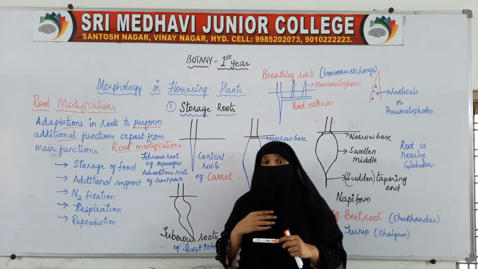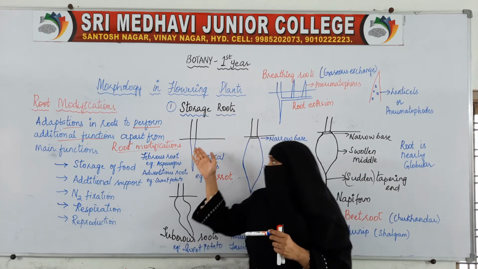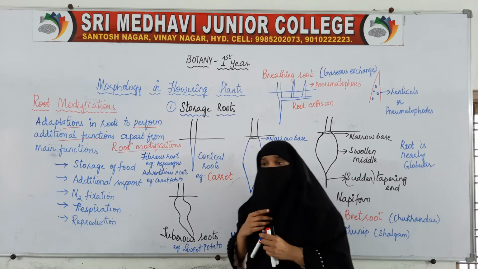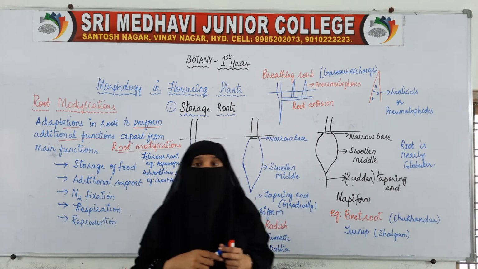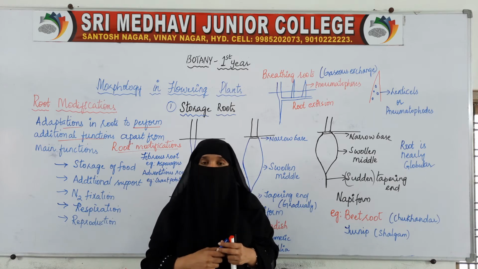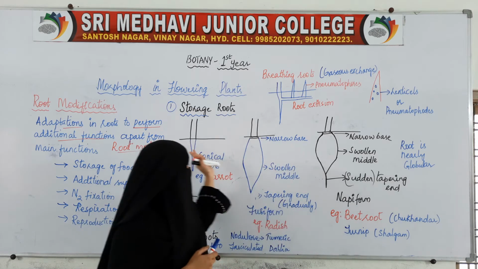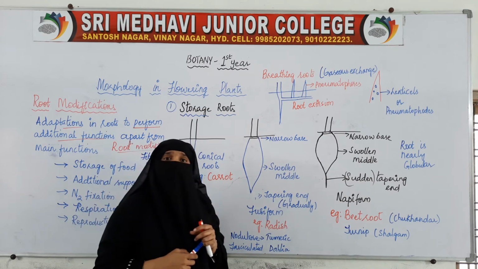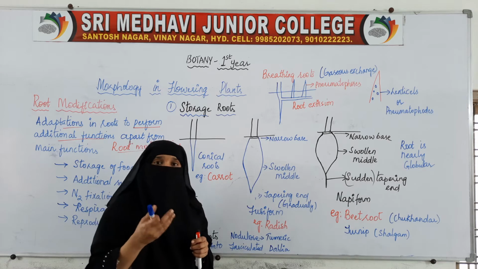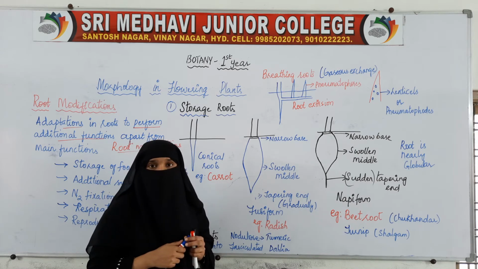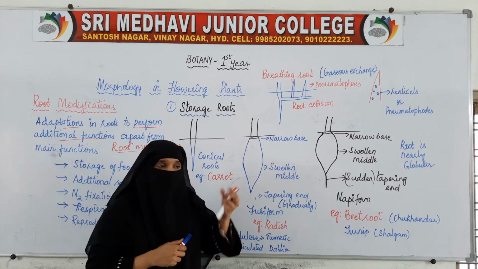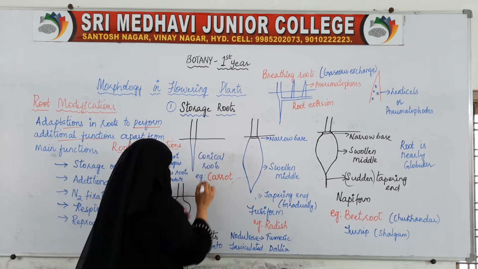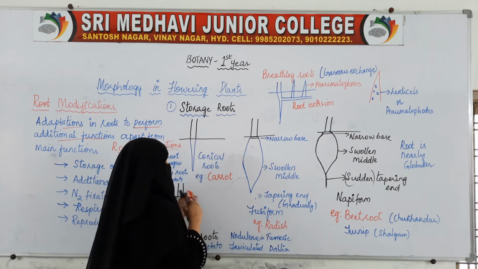These roots will be helping in storing the food material, but they will be found in different shapes. All of them will be storing food material only, but the shape of the root will be different when it stores food. So the first shape is conical shape.